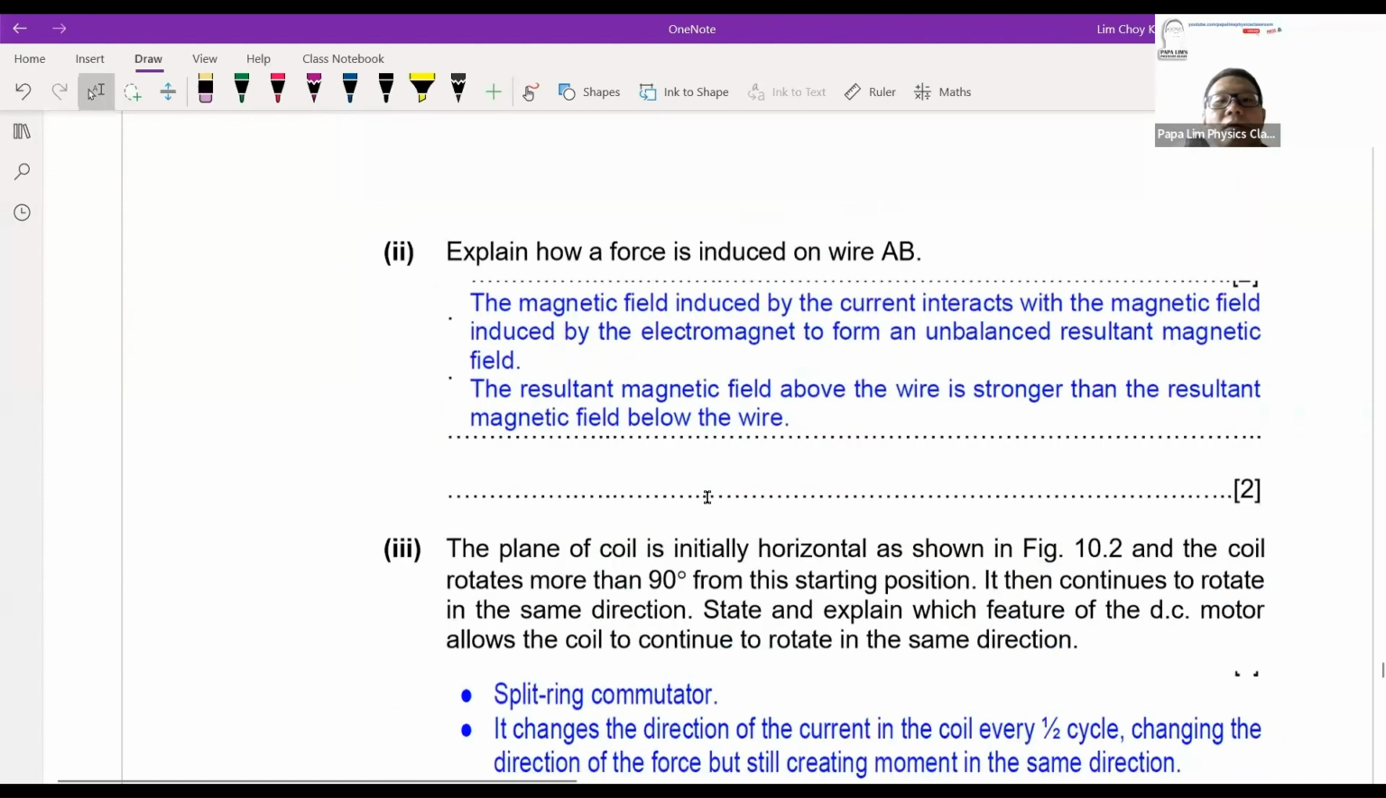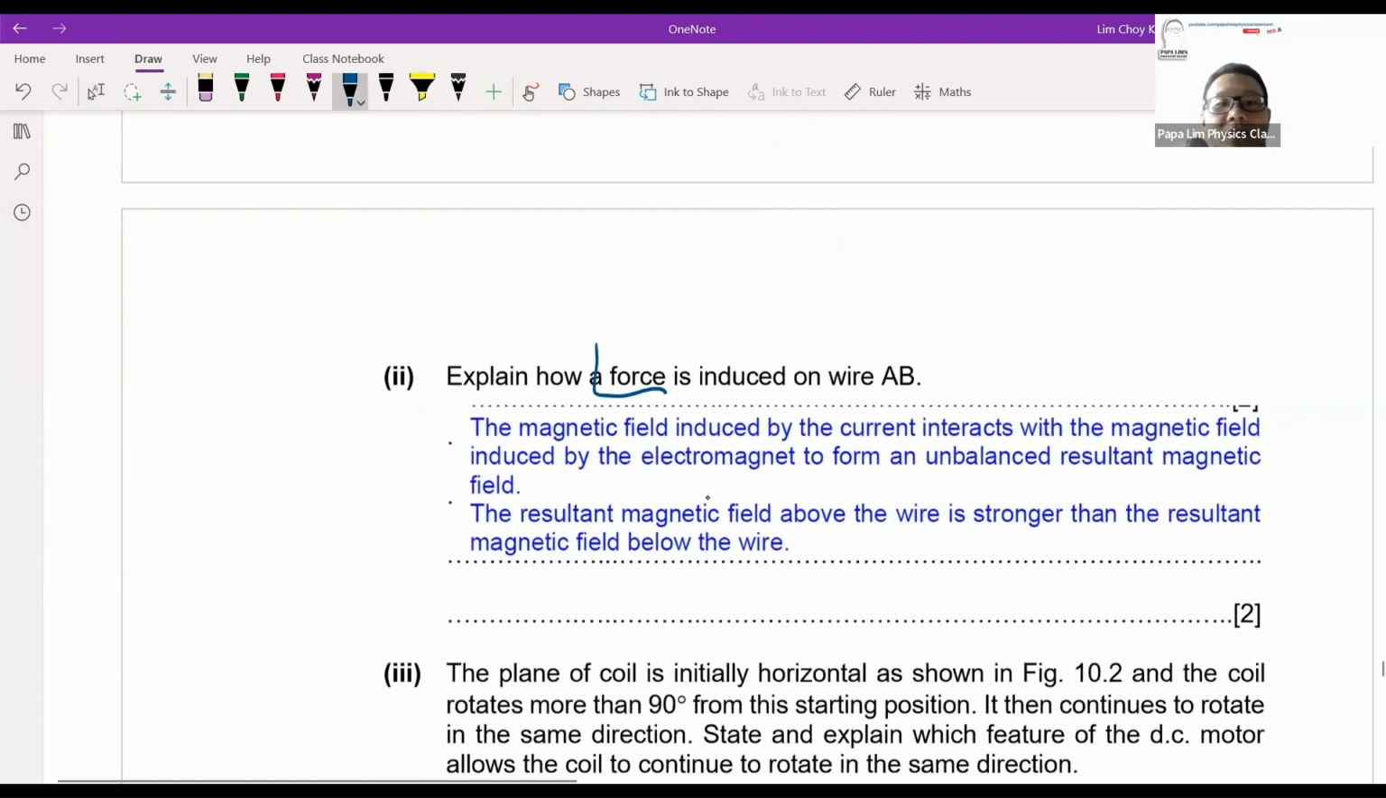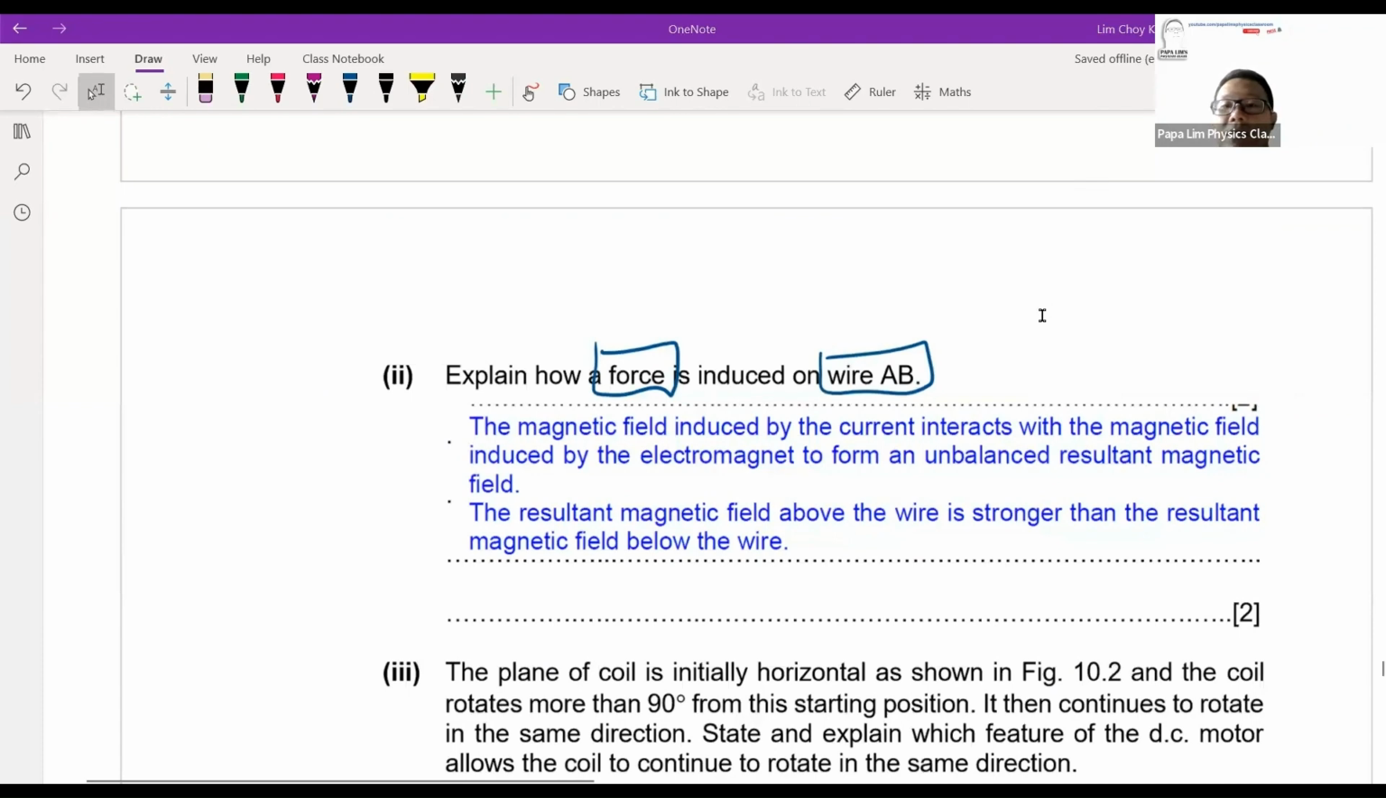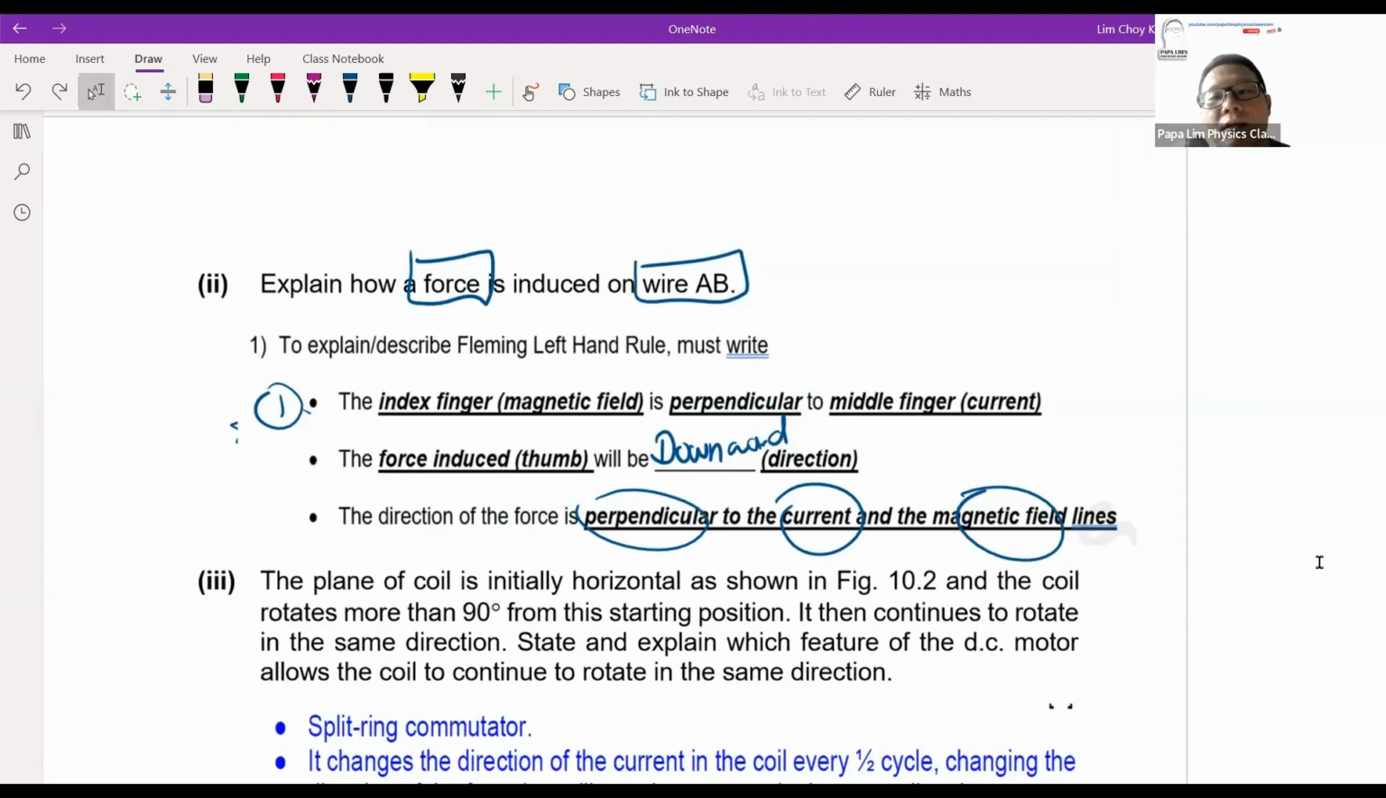So this is what we have for this particular DC motor. Now, explain how the force is induced on the wire AB. There are a few ways to answer this question. The first way is to look at the interaction of the field lines. You can explain Fleming left-hand rule using the interaction of field lines, whereby the top portion of the wire has a stronger magnetic field than the bottom side of the wire, and as a result the force acts from the strong magnetic field toward the weak magnetic field, which is how the answer is derived. The other way of looking at force induced is to use Fleming left-hand rule.